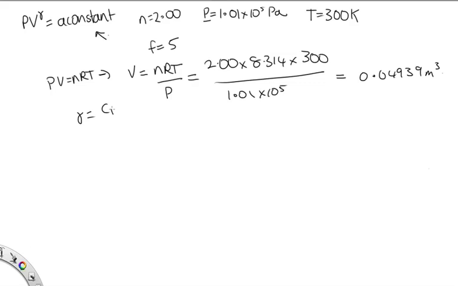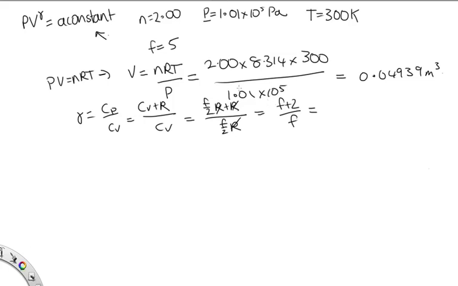Gamma is equal to Cp on Cv. Cp is equal to Cv plus R over Cv. Now Cv is F over 2 R plus R over F over 2 R. Our R's will cancel out and we end up with F plus 2 over F. And we've seen that F is 5, so this is 7 over 5, which is 1.4.